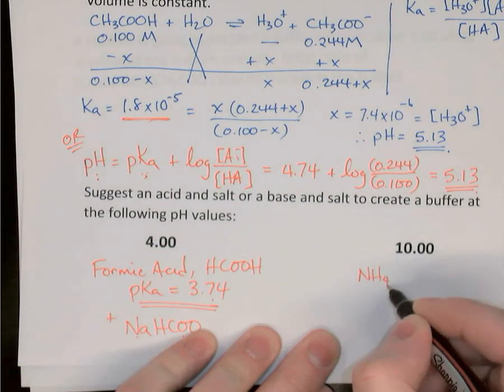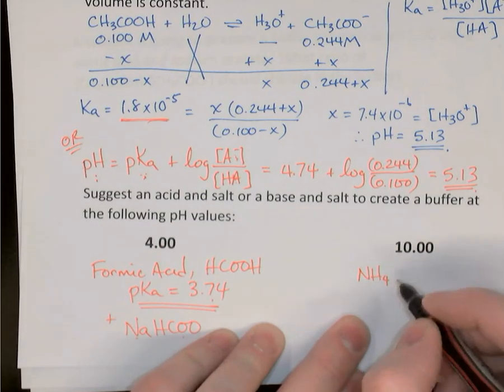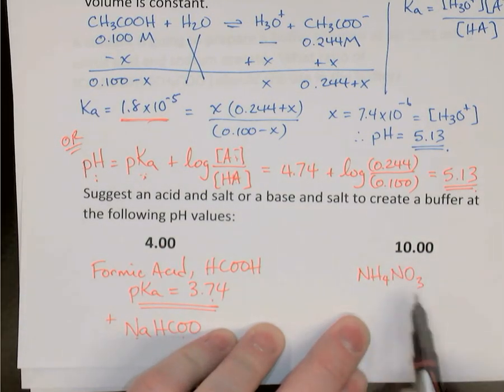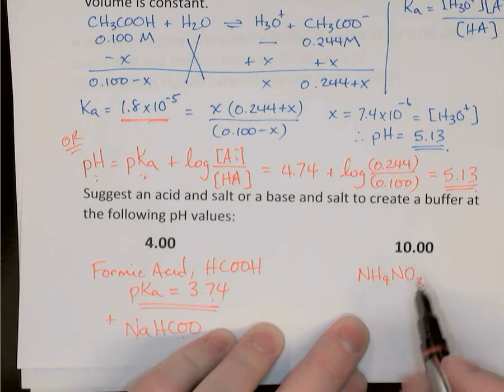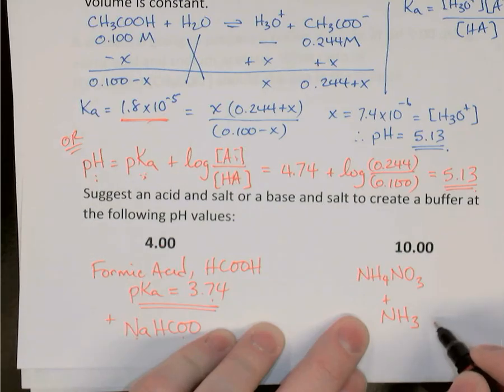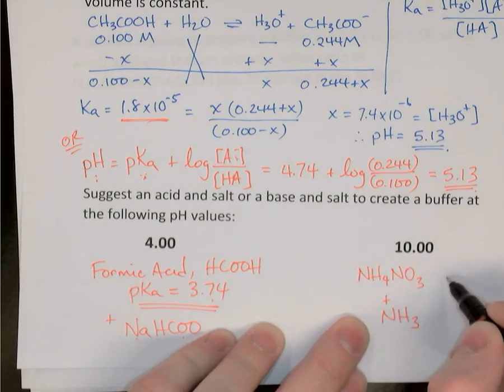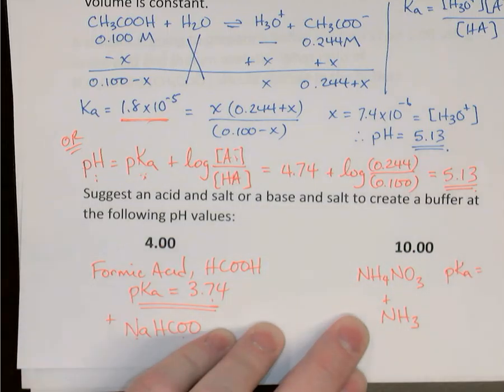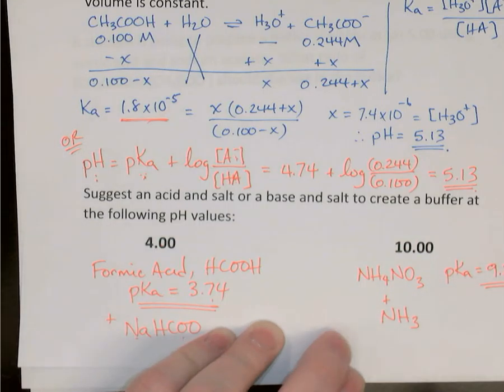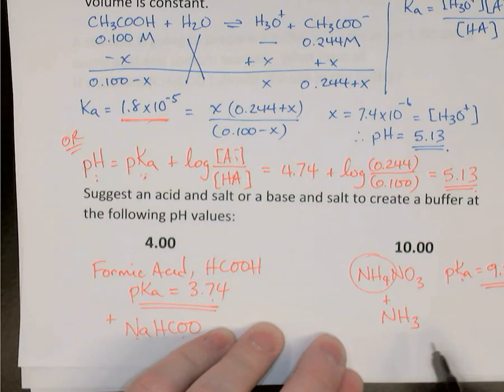Now ammonium is the conjugate acid, so I'm going to make a salt with this. So how about ammonium nitrate? Nitrates are soluble salts, and nitrate does not affect pH. So there's the conjugate acid, and the base would be ammonia. Okay, so ammonia, where the pKa value of ammonium is, let me just look at that, it was 5.6 times 10 to the minus 10, so negative log of that is 9.25.